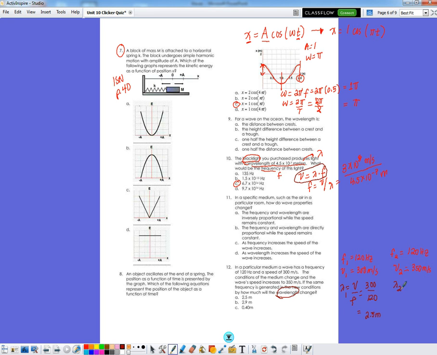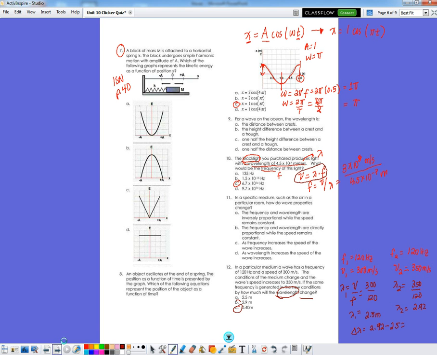And then for the second one, do the same thing, but this time it's 350 divided by 120. And we're going to get a wavelength of 2.92. Okay, and then what we need is the change in wavelength. So 2.92 minus 2.5, we should be getting the answer of 0.4. Oh no, where is it? Oh yeah, it's right there. Letter C, 0.4. My letter D is on the other page, I guess.